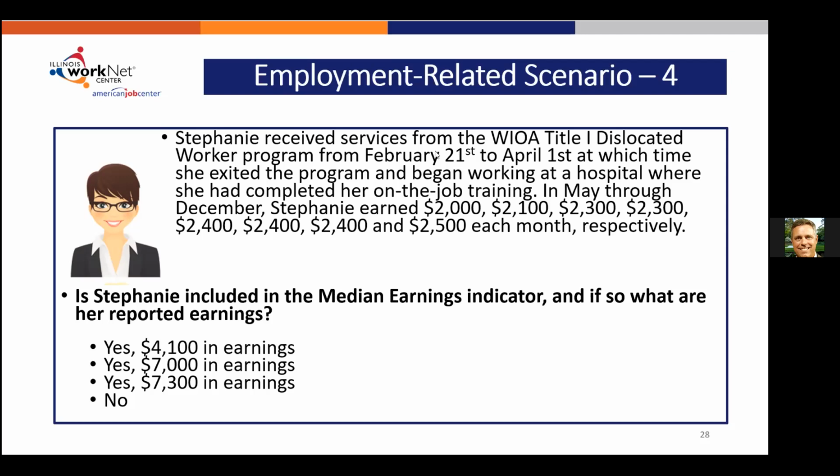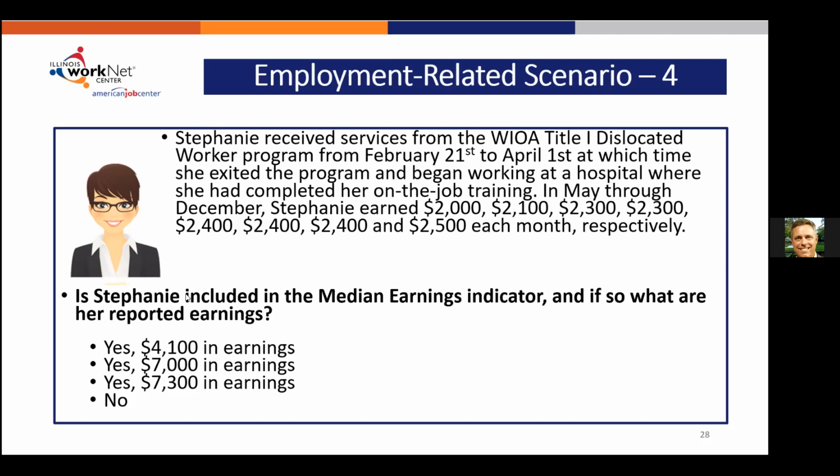So she was in training in an OJT for 5 to 6 weeks, exited April 1st, and we only have wages available for the next 8 months. We don't have wages for April. So from May to December, you see these wages here, 2,000 all the way up to 2,500. So she's getting some escalations in her wages over her first several months of employment.